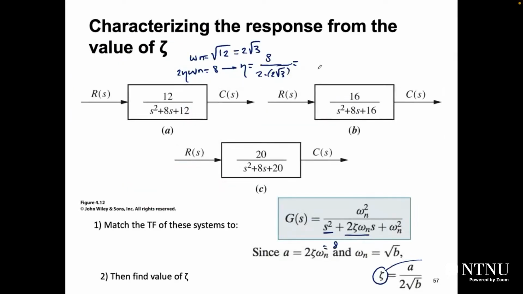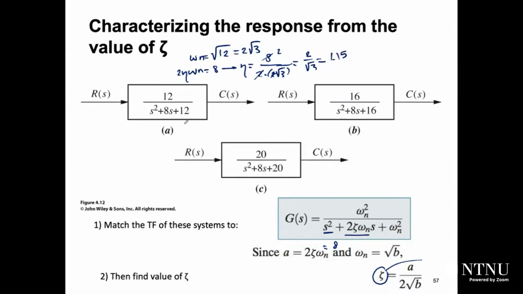I need to calculate this one. So it's 8 divided by 4, so it will be 2. So it will be 2 divided by square root of 3. So I need to find this value. So I will do it. 2 divided by square root of 3. So it will be 1. Oh, it's 1.15, in fact.